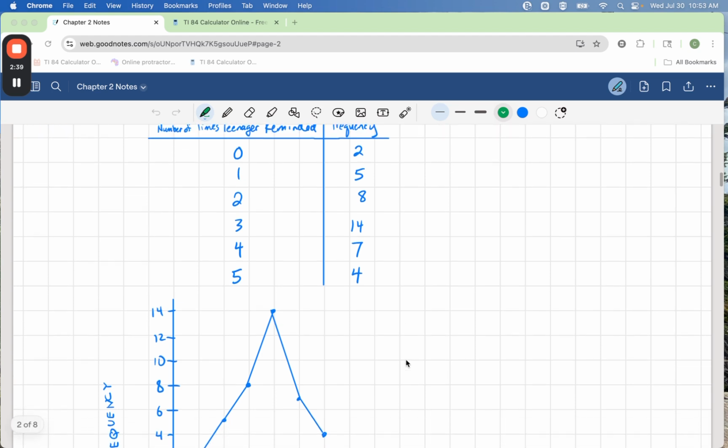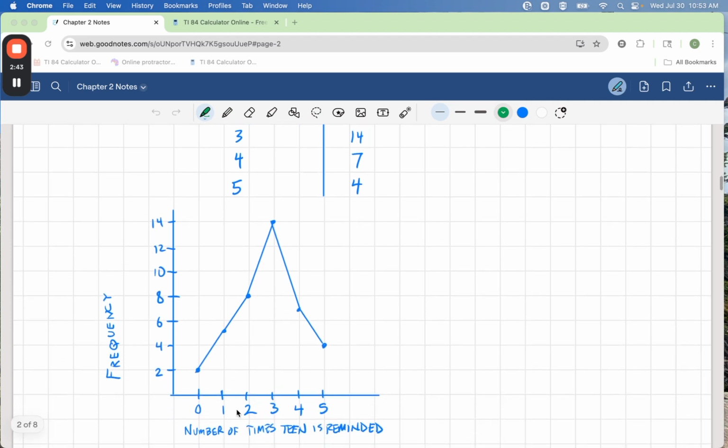So then I graph those points, right, 0, 2. The number of times a teen is reminded is 0, the frequency is 2, so I plot 0, 2. Then I connect the dots with lines. Hence, we call it a line graph.